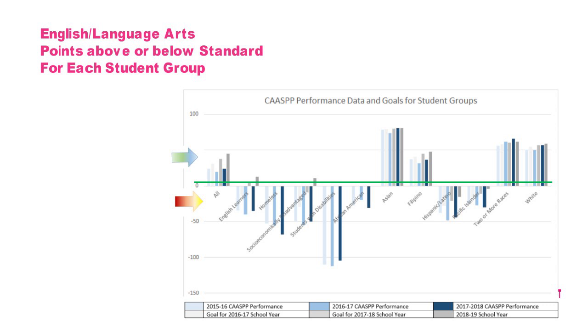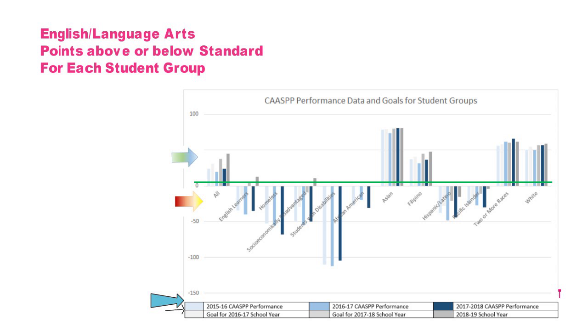Light to dark blue bars show the performance in 2015-16, 2016-17, and 2017-18. Gray bars show the 3-year goals that were set for many student groups in the 2015-16 school year. Not all student groups had goals set in that first year of the LCAP process, but we will begin setting goals for those groups this year.